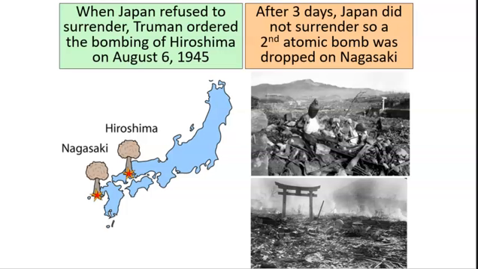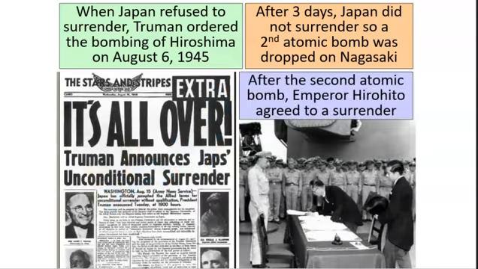Now, we're going to learn a little bit more about the building and development of those bombs, because you'll need to know about that in your 9.4 video. Now, after that second bomb, Emperor Hirohito is going to surrender. And this ends World War II in the Pacific.